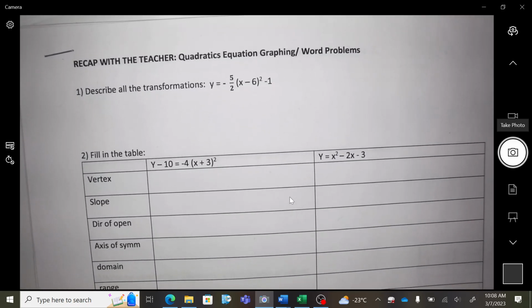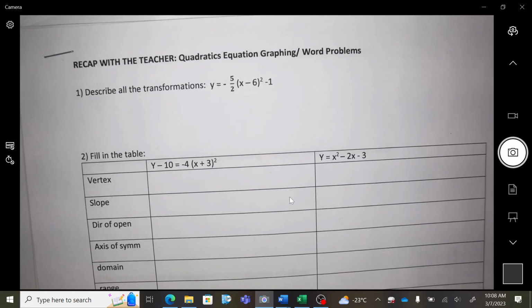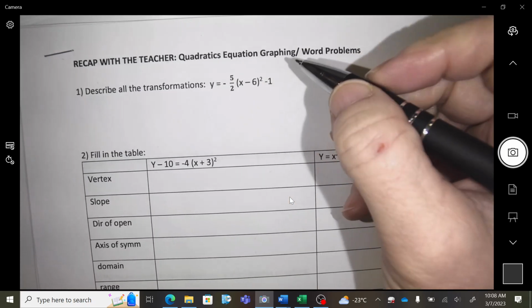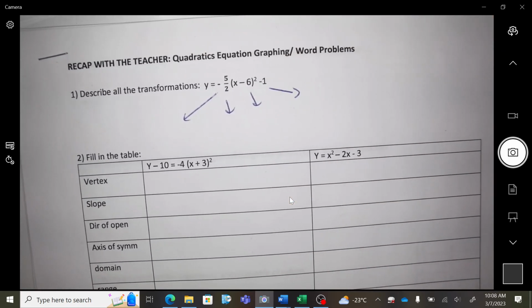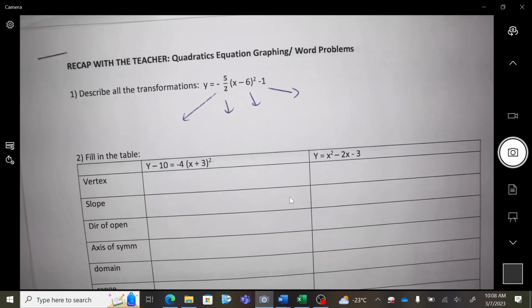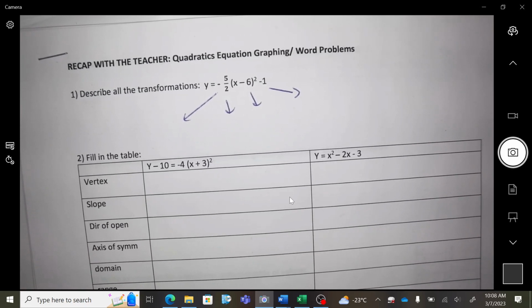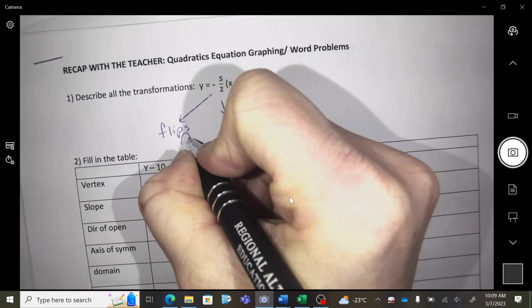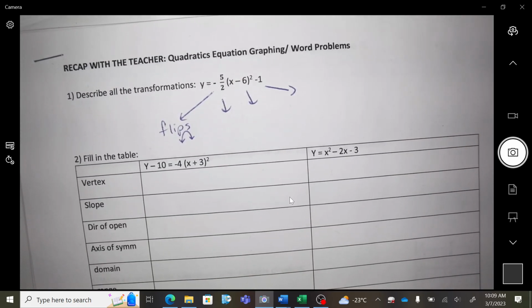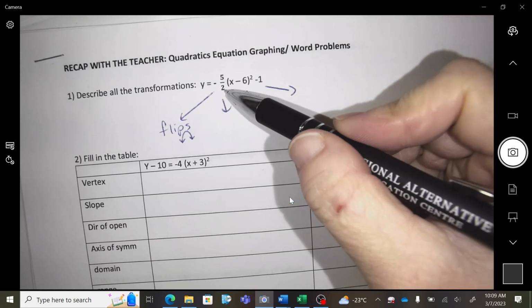Okay, the first topic that we studied was words of transformations and what could happen. So this one has 1, 2, 3, 4 things that happen to it. Based on the original shape, what did we do to move it around? There was a negative, so what happened to our shape? Flips. It will look like that then, upside down. Then there's a multiplier of 5 halves.